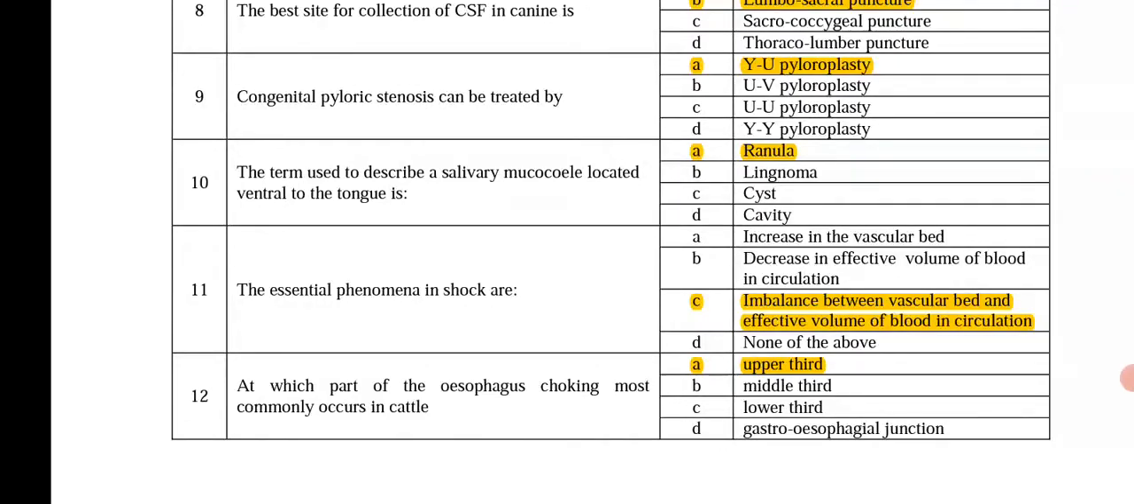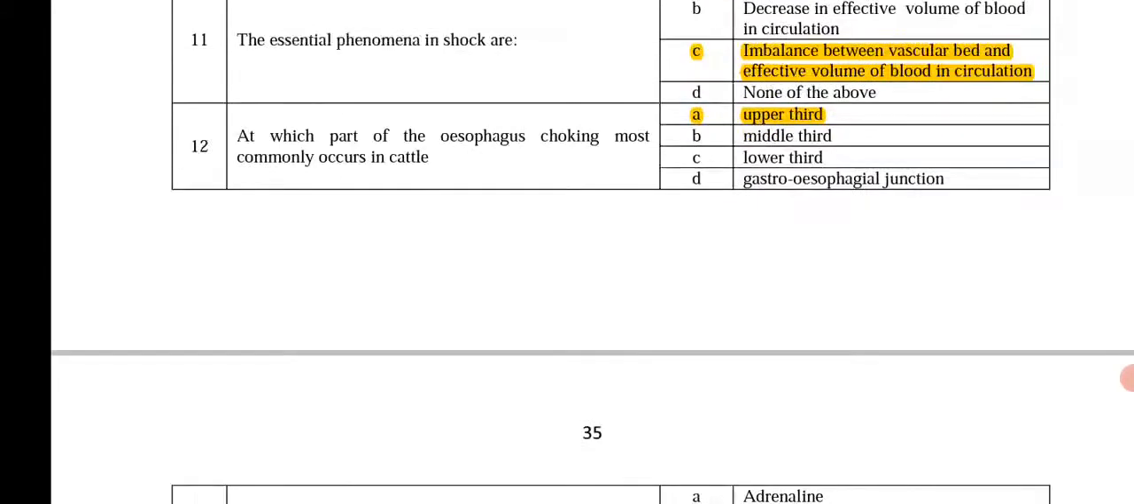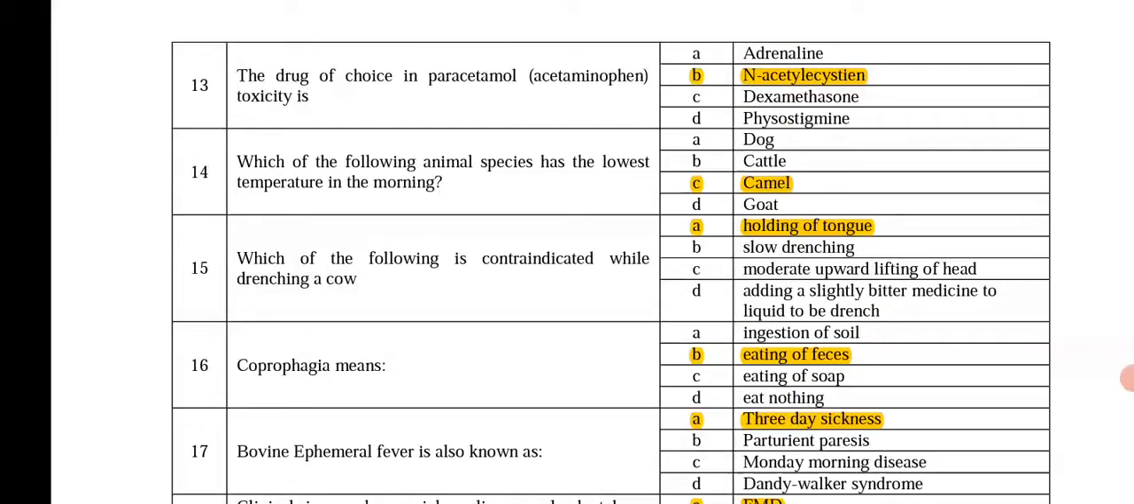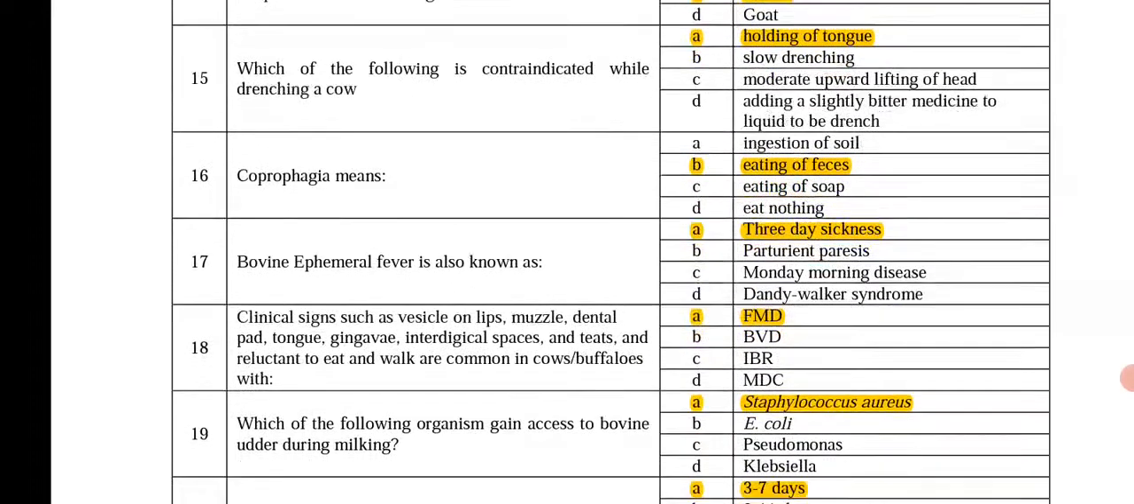At which part of the esophagus does choking most commonly occur in cattle? Upper third. The drug of choice in paracetamol toxicity is N-acetylcysteine. Which of the following animal species has the lowest temperature in the morning? Camel. Which of the following is contraindicated while drenching a cow? Holding of tongue. Coprophagia means eating of feces.